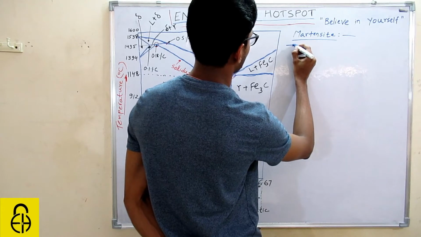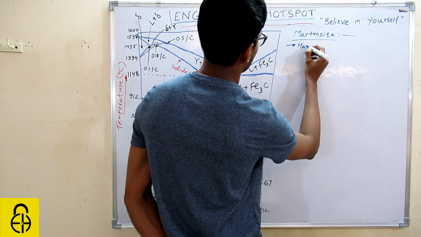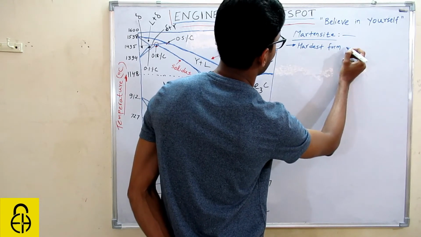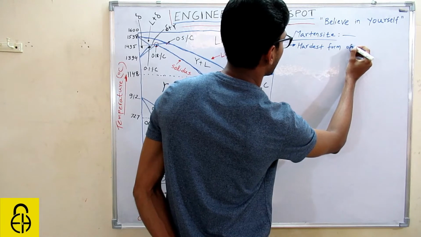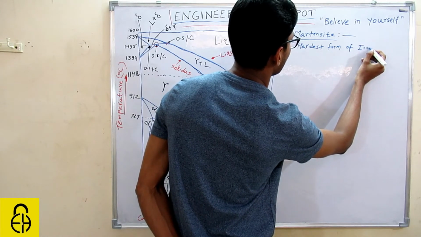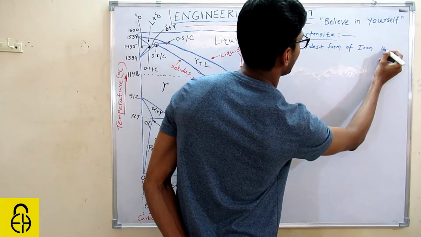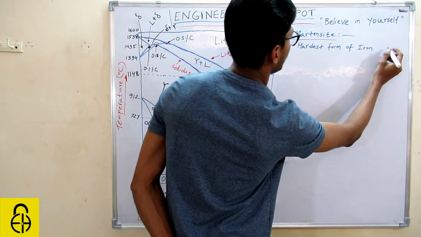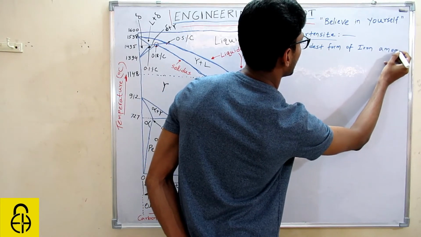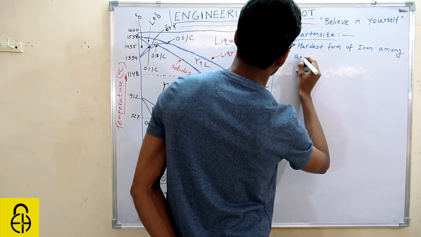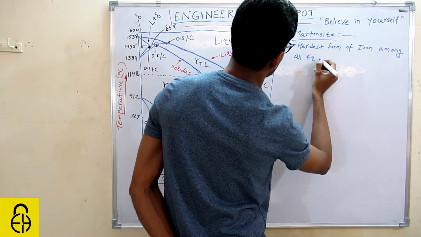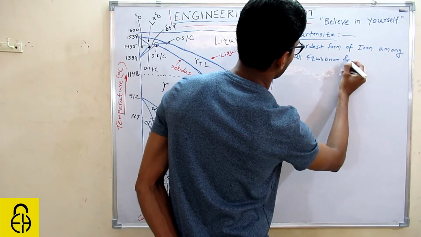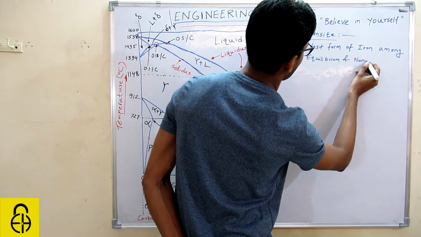Martensite is basically the hardest form of iron among all equilibrium and non-equilibrium phases.